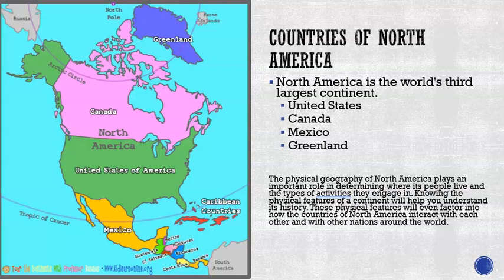The countries of North America include the United States, Canada, Mexico, and Greenland. We've talked about how the physical geography of a place affects the humans living in it, and that's no exception for North America. The physical geography of North America plays an important role in determining where its people live and the types of activities they engage in.